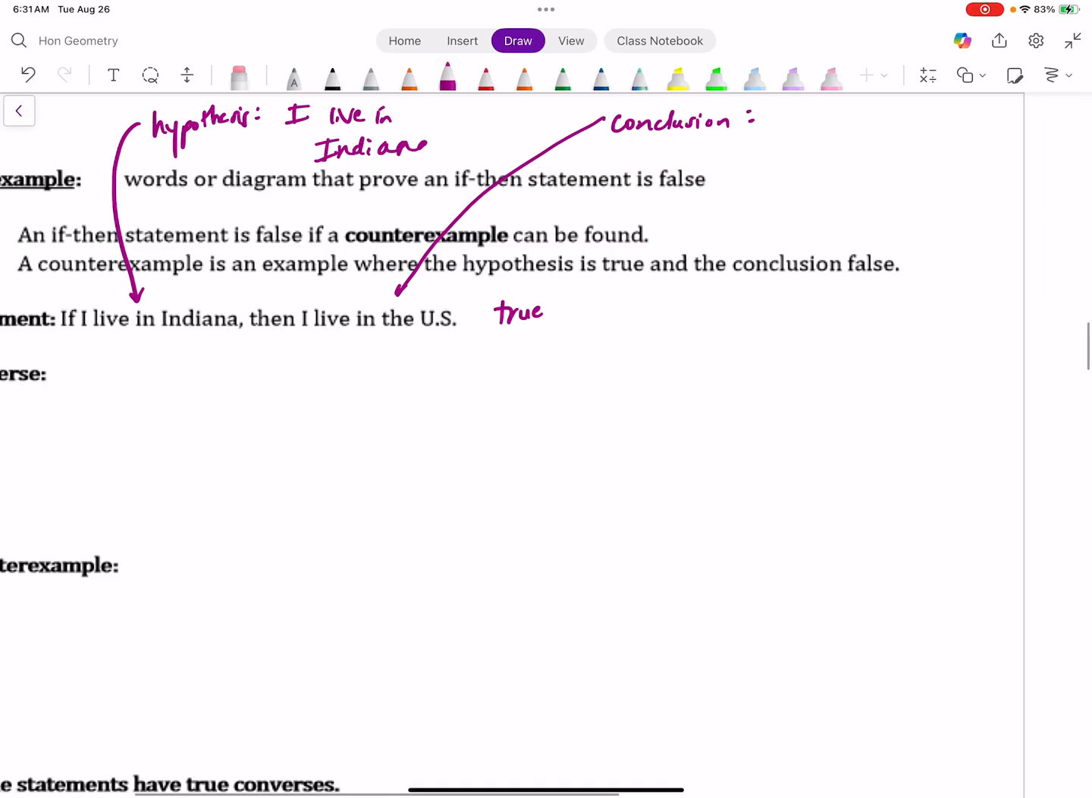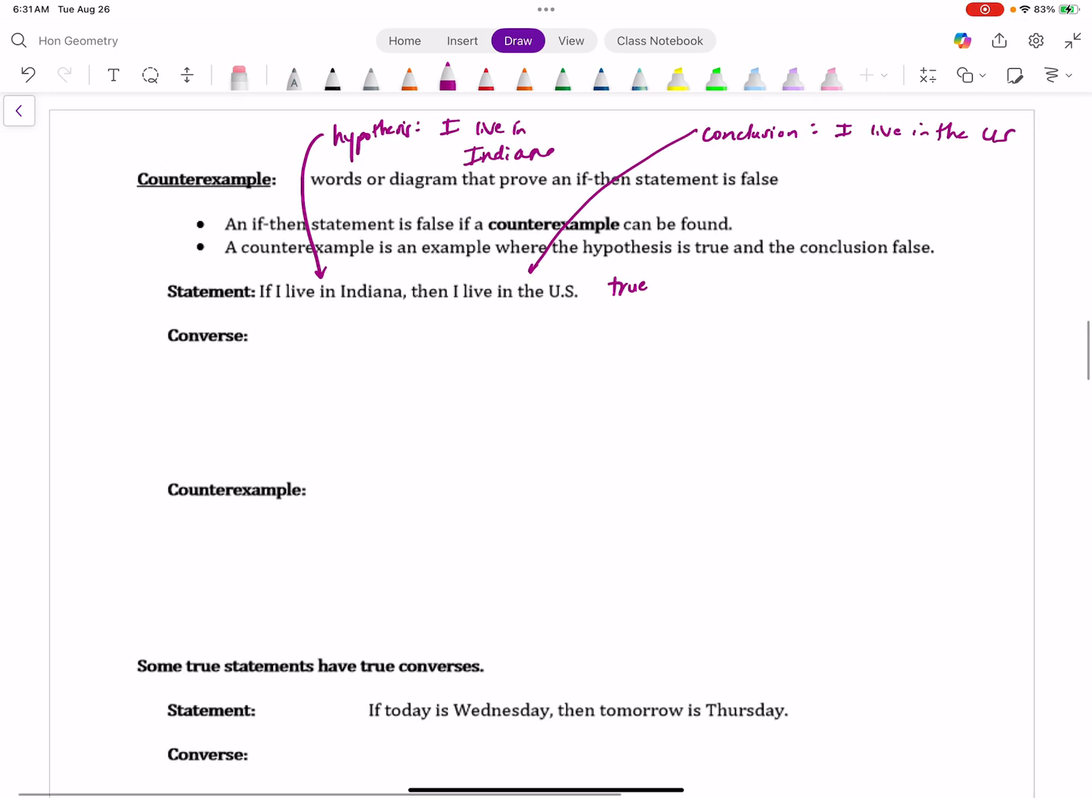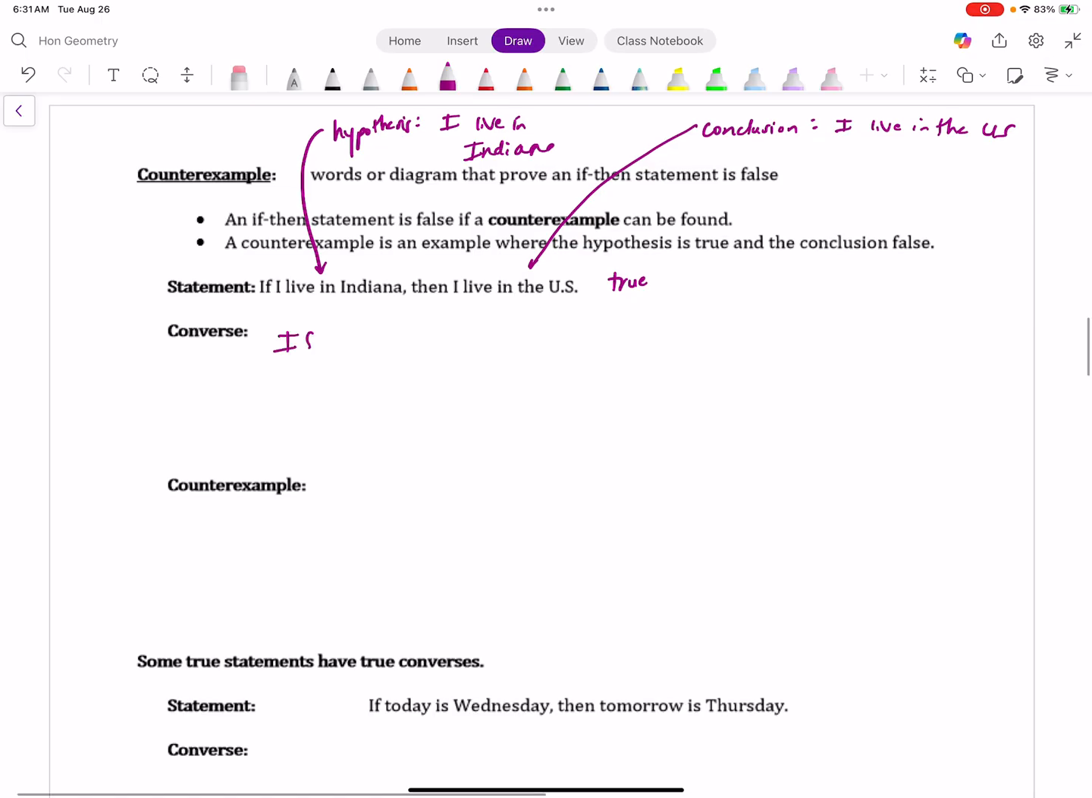Okay, so the conclusion here would be I live in the U.S. So the converse is when you swap places with the hypothesis and the conclusion. I had a kid one time that said the reason they remembered that was Converse is shoes and you can put them on the wrong feet. And I thought that was kind of funny. But anyway, the converse would be if I live in the United States, then I live in Indiana.